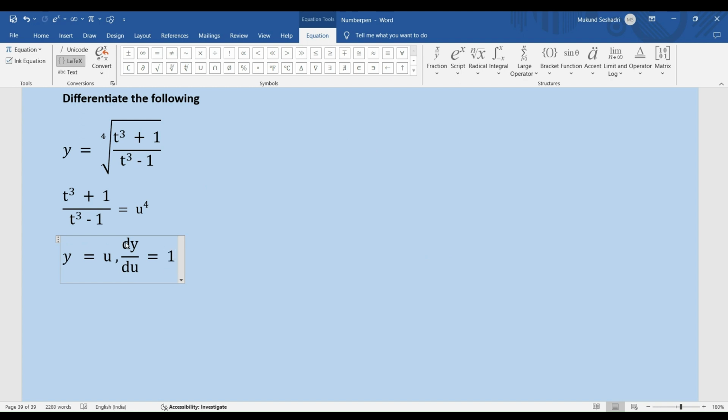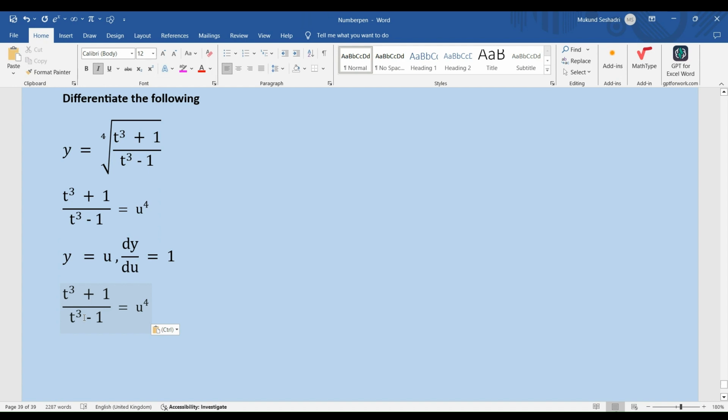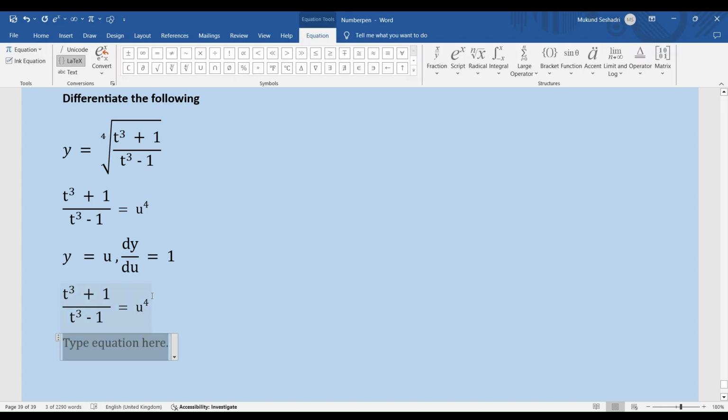My dy by du is equal to 1, and I'm going to move to the next step and spend some time talking about this particular expression, t cube plus 1 divided by t cube minus 1, right? So this is a rational expression of the type p by q, where we have p and q in terms of t, right? So what is my du by dt? So let's work out that.